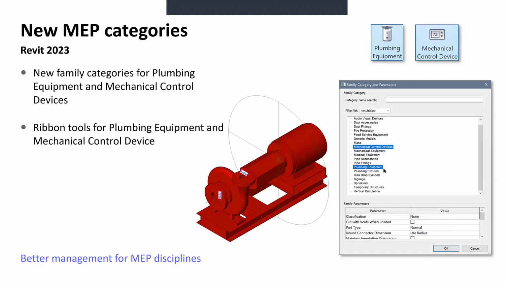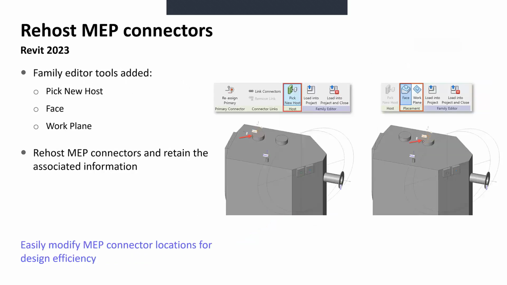How do you get those added to your project? Hopefully, we can get that sorted out with Autodesk. I know I did reach out to them about that. Next, I want to talk about the MEP connectors, right?